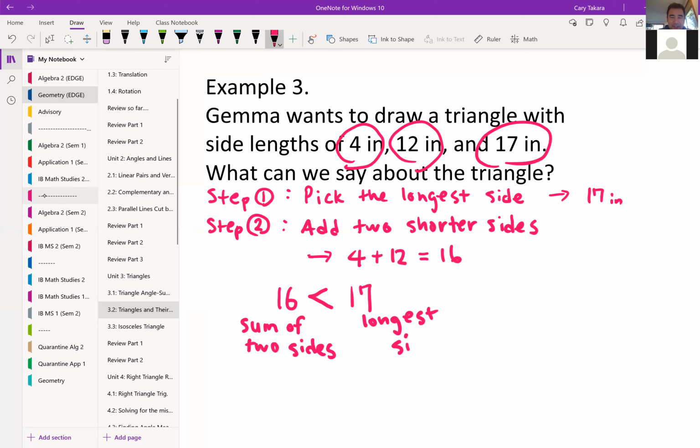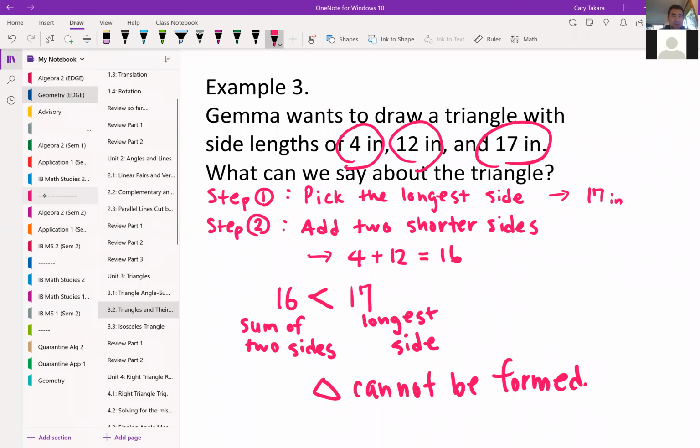If that's the case, then what do we say? Can she form the triangle? Then you would conclude that a triangle cannot be formed because the sum of the 2 sides is shorter than the longest side. So she can't form the triangle. It's impossible. Does that make sense?